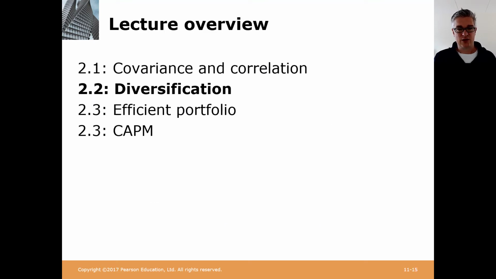So this gives us an idea of how we should calculate the covariance and correlation of this large portfolio. And then in the second part of this lecture, I'm going to show you how we can use this calculation of the variance of this portfolio to show you how diversification exactly reduces the variance of this portfolio.